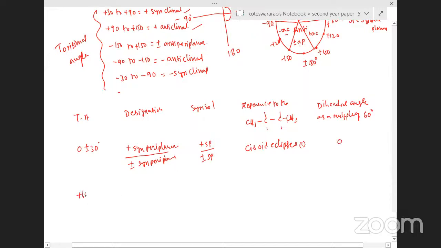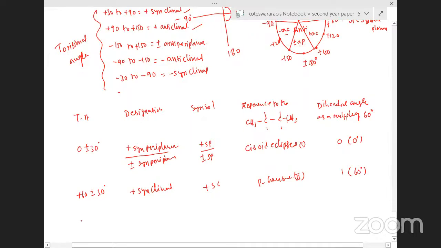Next, plus 60 plus or minus 30. Minus 30 gives 30 degrees, plus 30 gives 90 degrees. That means plus 30 to plus 90. That is called synclinal, indicated by plus SC. It is the gauche conformation, the second conformation. The dihedral angle is a multiple of 60: 1 into 60, that is 60 degrees, where 0 is multiple 0.